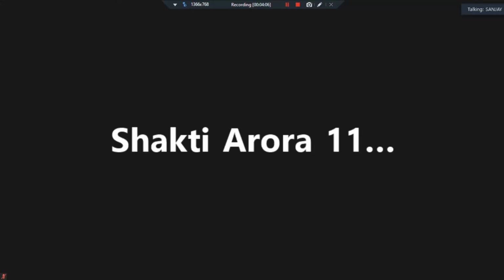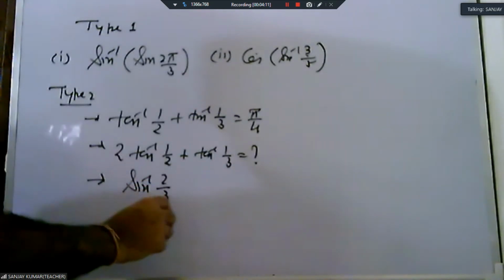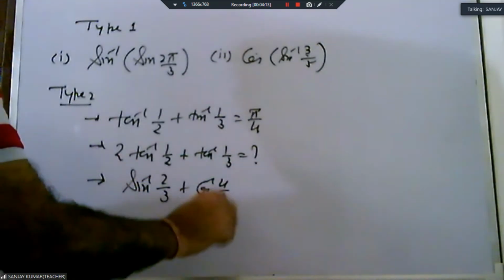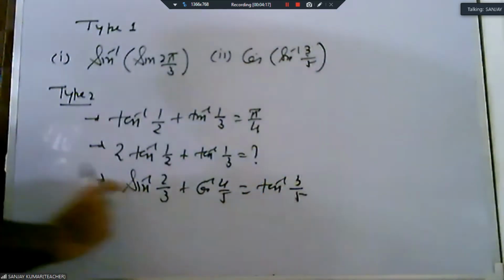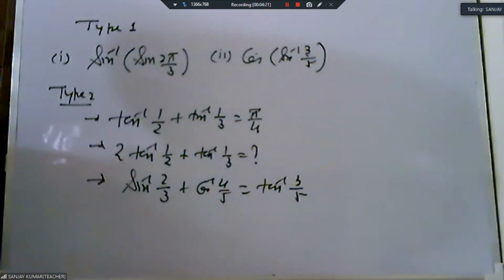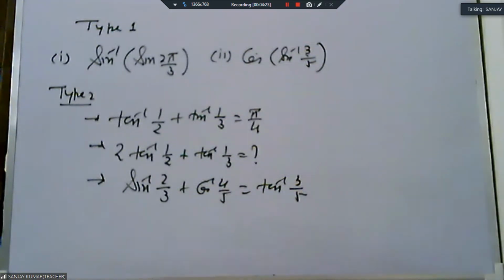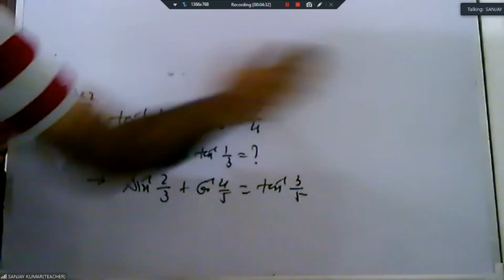Then again here. In the third type, they can give sin inverse 2 by 3 plus cos inverse 4 by 5, and then say prove it equals tan inverse 3 by 5. You change the sin inverse and cos inverse into tan inverse with the help of a triangle, then apply the formula. So today we discuss the type third question. These are the questions we did in the last class and previous classes. Type 1 and type 2 are both done in previous classes. Now today we start type third.